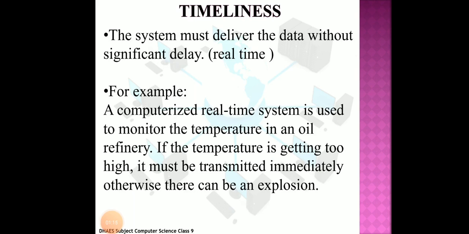Timeliness. The system must deliver the data without significant delay. It is very important in real-time transmission such as video conferencing. For example, a computerized real-time system is used to monitor the temperature in an oil refinery. If the temperature is getting too high, it must be transmitted immediately, otherwise there can be an explosion.